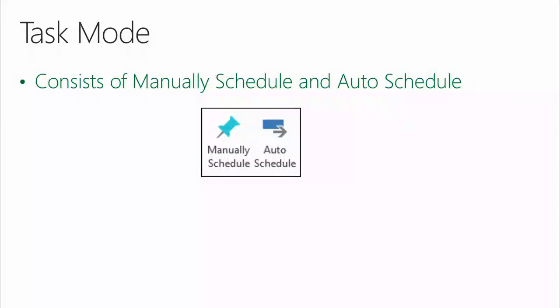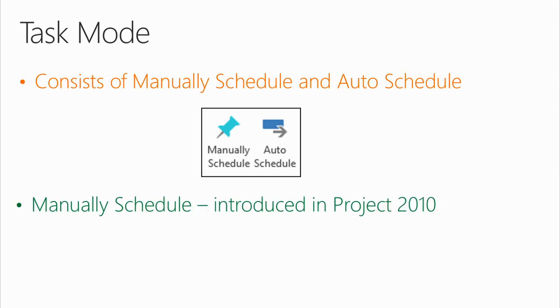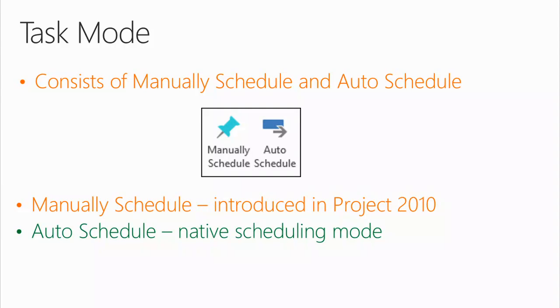Now, Terry, task mode consists of manually schedule and auto schedule. Manually schedule was introduced in Project 2010. Okay? Before that, it was all auto schedule. And of course, auto schedule is Project's native scheduling mode. Okay? So now we know there are two modes for task mode. All right? Now, let's talk briefly about auto schedule, which has been around forever. And I mean very briefly.